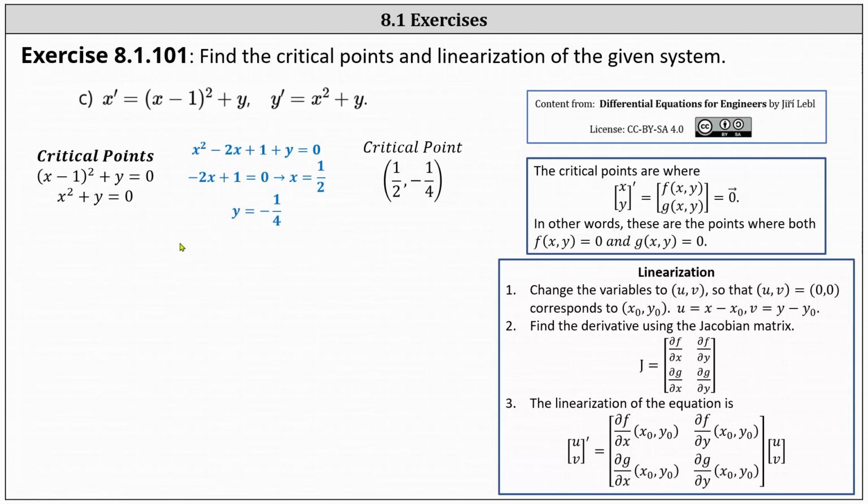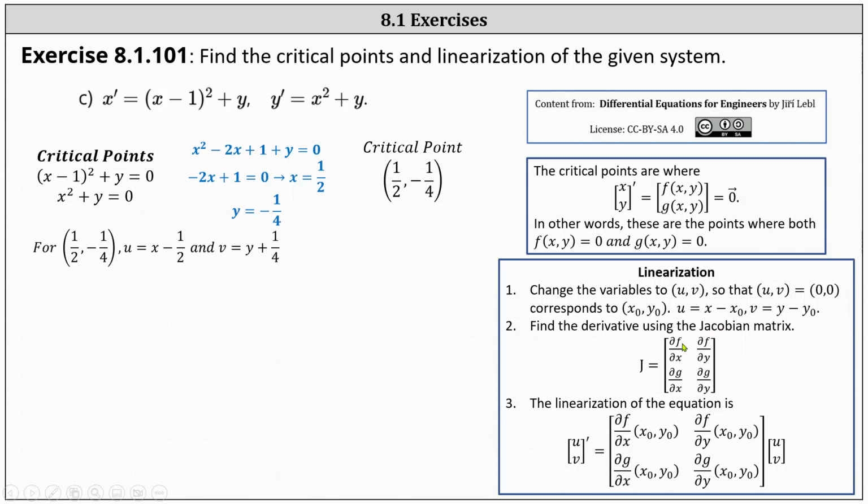Now that we've determined the critical point, we can perform the linearization. We first change the variables. We let u equal x minus x sub 0 and v equal y minus y sub 0, where x sub 0 comma y sub 0 is a critical point. This indicates that u is equal to x minus 1/2 and v equals y plus 1/4.